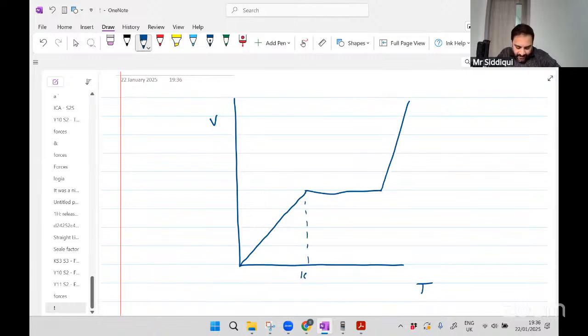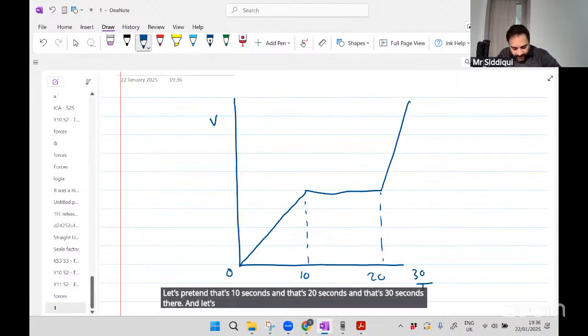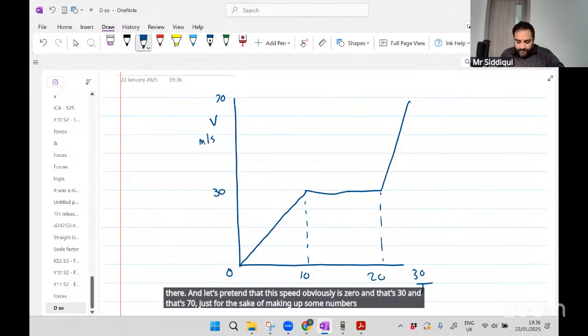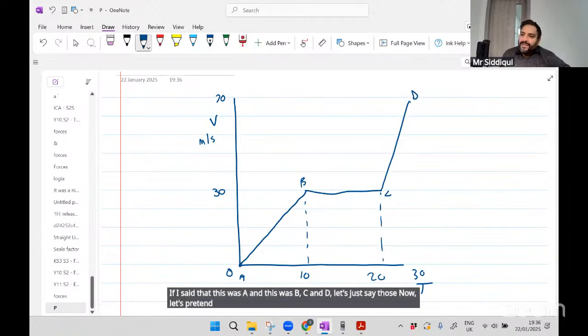Let's pretend that's 10 seconds, and that's 20 seconds, and that's 30 seconds there. And let's pretend that this speed obviously is zero, and that's 30, and that's 70, just for the sake of making up some numbers. If I said that this was A and this was B, C, and D, let's just say those. Now, let's pretend the question says to work out the acceleration during the first 10 seconds, or alternatively the acceleration between points A and B, which is the first 10 seconds.